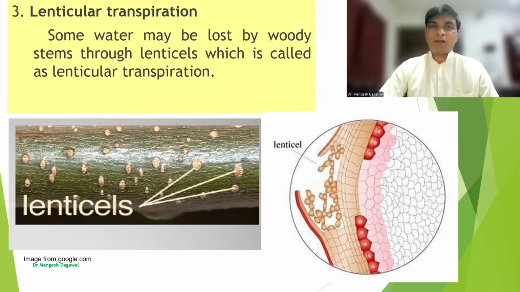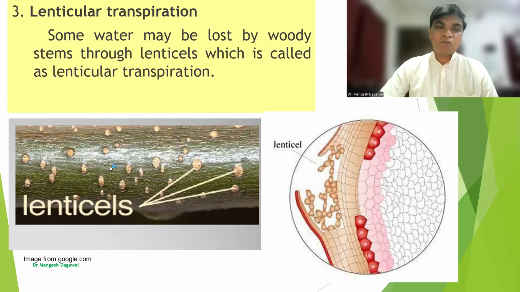The third type of transpiration is lenticular transpiration. Some water may be lost by the woody stem through the lenticels, which is called lenticular transpiration. जो woody plants हैं, उस woody plant पर smaller pores present रहते हैं. After secondary growth, there is a periderm, then the formation of bark, and on this there is the presence of smaller lens-shaped openings. Those openings are called lenticels.